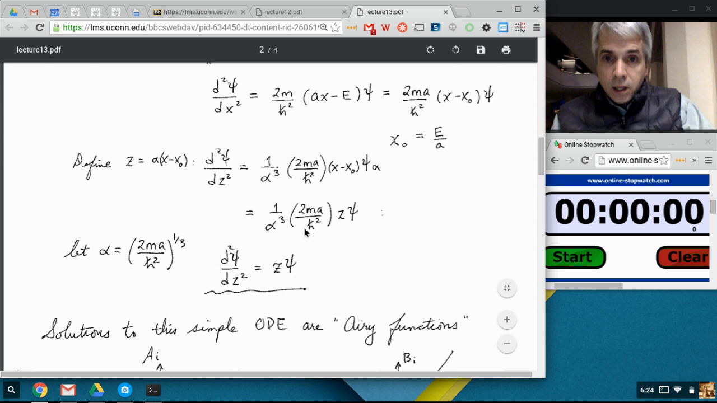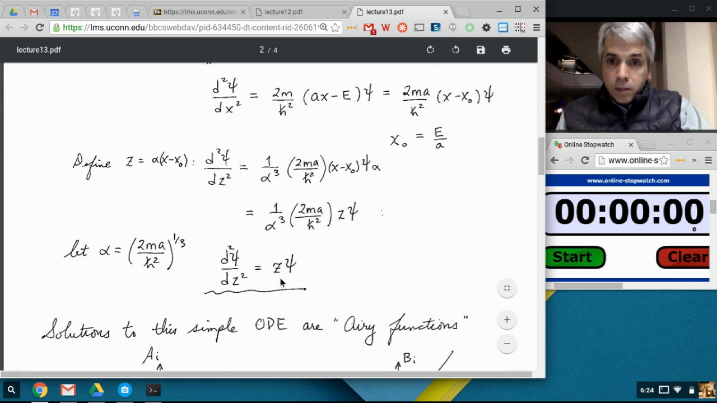Then this whole thing becomes 1. And this is my value for alpha that gives me this super simple looking differential equation: the second derivative with respect to x squared is equal to x times the solution. Homogeneous. It's a very simple differential equation. It was worked out long ago by Airy.